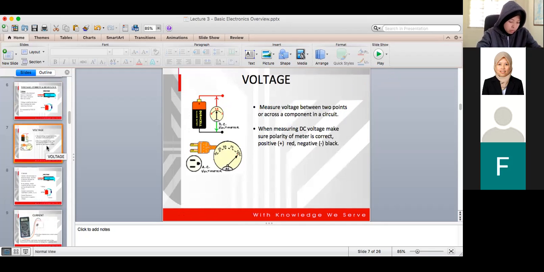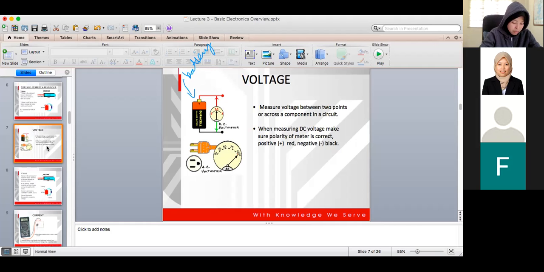Contoh. Measure voltage between 2 points or across a component in a circuit. So macam mana kita measure voltage across a component? Kalau kita nak tahu berapa voltage satu komponen tu. Dalam case yang kita tunjuk ni, sekarang ni komponen dia adalah sebiji bateri. Pakai multimeter. Okay, pakai multimeter dan kita setkan dia kepada nak measure volt kan, voltmeter. Sebab multimeter dia boleh measure volt, boleh measure current, boleh measure resistance semua kan. So kita setkan dia kepada voltage lah untuk kita measure voltage.